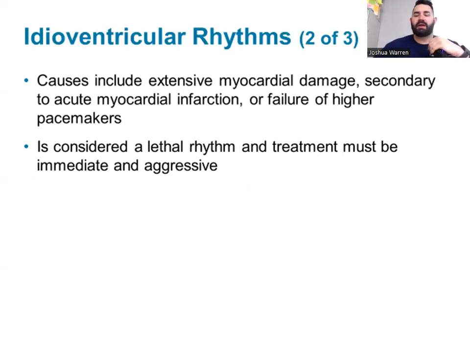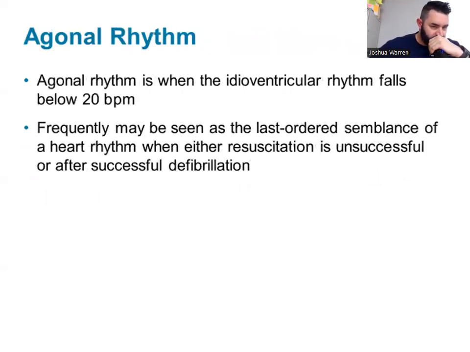Now, what did I say about an agonal rhythm? It's when the idioventricular falls below 20. It's usually seen as a last disordered semblance of the heart trying to do what? Pump blood. Also, when either resuscitation is unsuccessful or after successful defibrillation. When you do get a pulse back or a defibrillated patient, this is what you can look at.